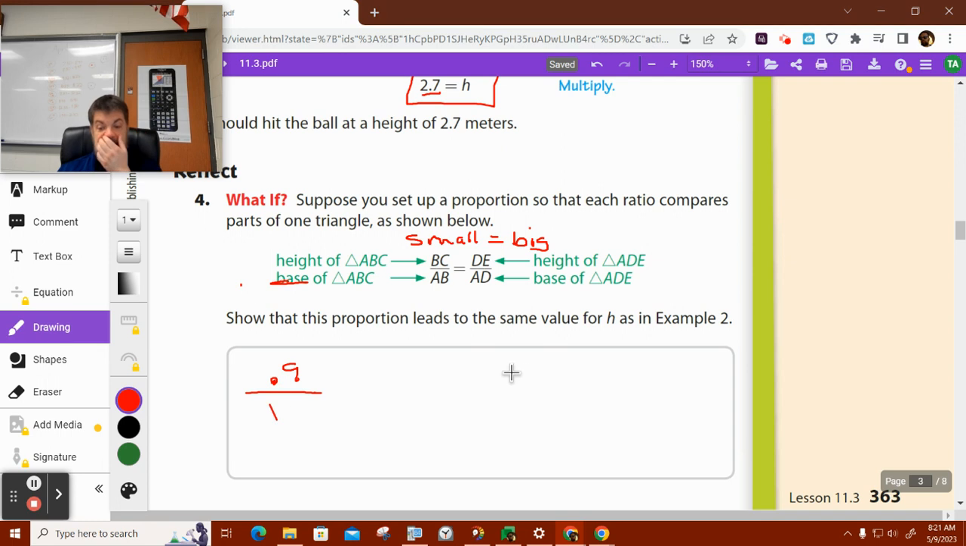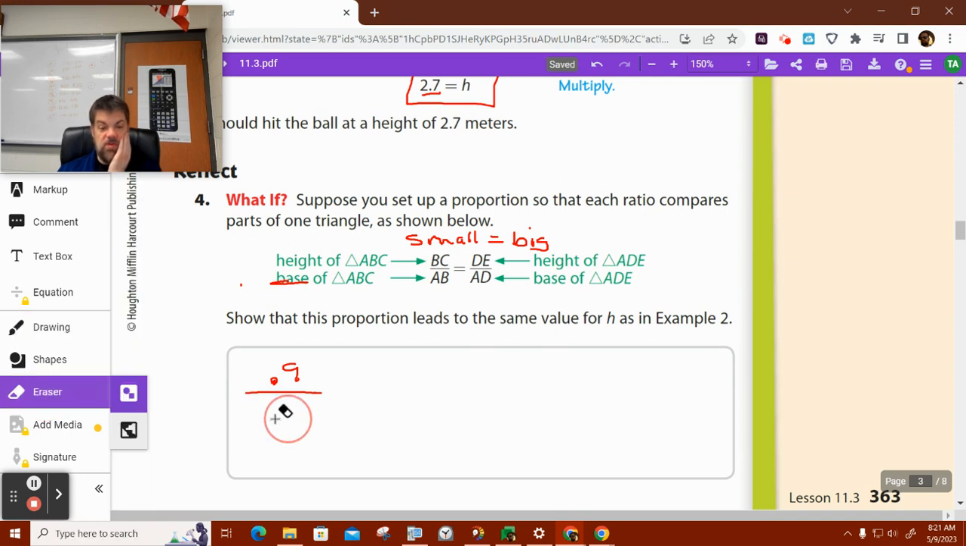Why is my computer lagging? I really don't understand that. And it's doing goofy stuff.